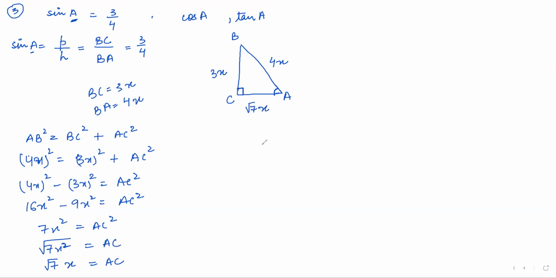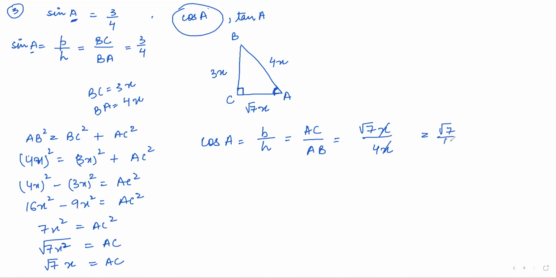Now I have all the three sides of the triangle. So any ratio I can find out now. So I want to find cos of A. Now cos of A is base upon hypotenuse, right? So if I'm taking angle A, my base is AC and hypotenuse is AB. So that means under root 7 of x divided by hypotenuse, that is 4x. So x and x will get cancelled out and under root 7/4 is the answer, cos of A. Similarly, you can find tan of A also.